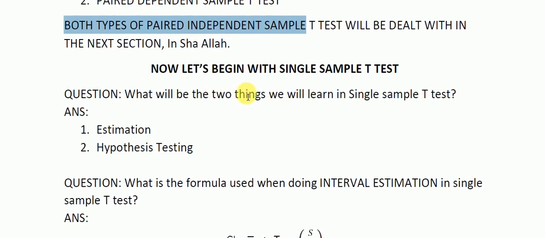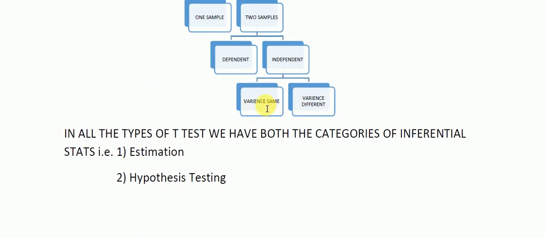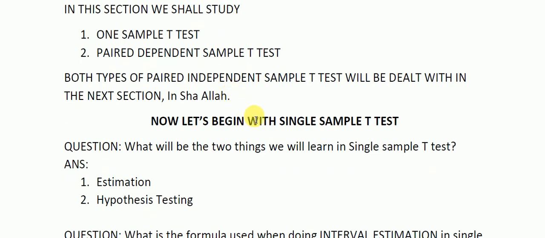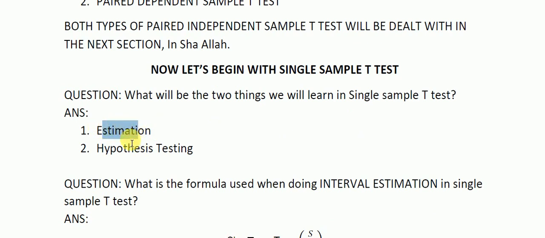So question, what will be the two things that we'll learn in the single sample t-test? Estimation, hypothesis testing. As discussed before, in one sample t-test, we'll discuss estimation as well as hypothesis testing. In paired dependent sample t-test, we'll discuss estimation as well as hypothesis testing. In paired independent sample t-test with the same variance, and with different variance, we'll discuss both hypothesis testing and estimation. Okay, so starting. So we'll begin with single sample t-test, and then we'll have to perform both estimation as well as hypothesis testing.